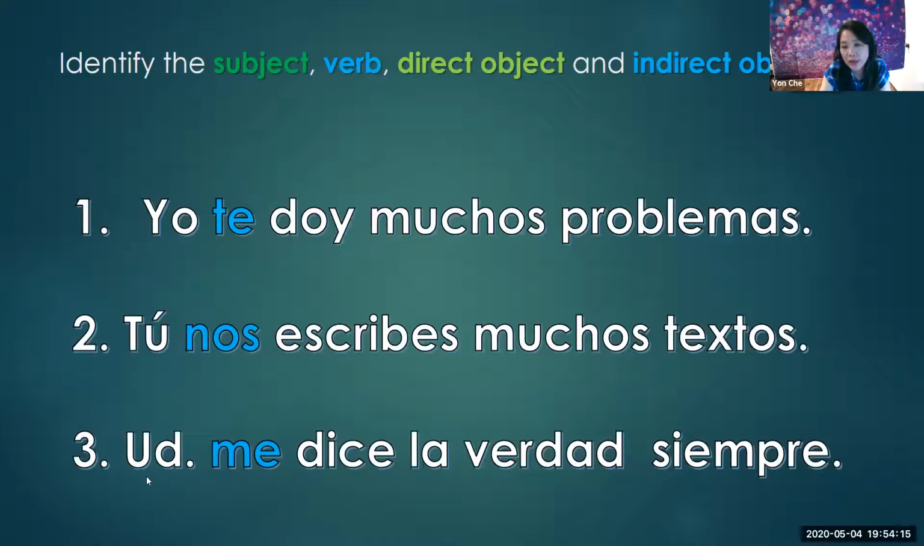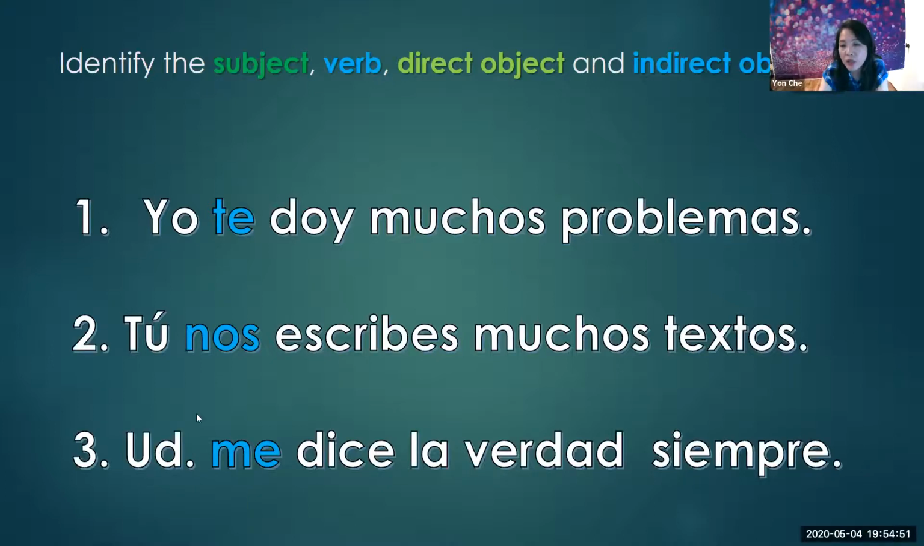All right. Number three, what is the subject? Usted. Okay, usted always matches to the verb, dice. You tell the truth, always. The verb is dice, from decir. And what is la verdad? The truth. So what do you tell me all the time? The truth. This is the what of the sentence. Therefore, this is the direct object, right? What is the indirect object then? To whom do you tell the truth? To me. All right, so me is to me. That's what it means. Usted me dice la verdad siempre.